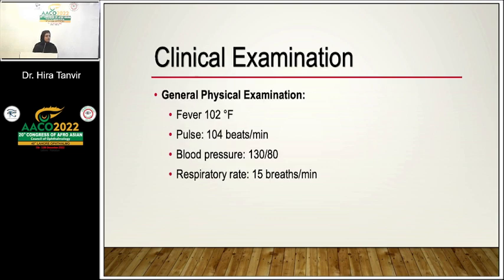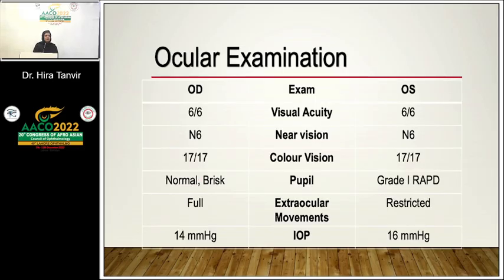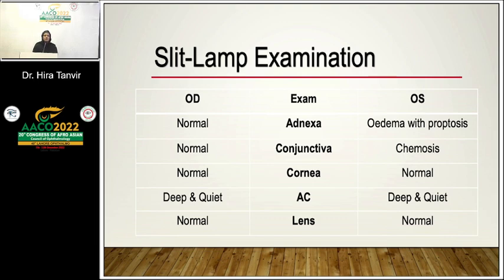The clinical examination showed a normotensive patient with fever and tachycardia. The ocular examination showed the visual acuity of the patient to be 6/6 bilaterally. The near vision was N6 and the color vision on Ishihara testing showed 17/17. The pupil was normal and brisk in the right eye but showed grade 1 relative afferent pupillary defect in the left eye. The extraocular movements were full for the right eye but showed restricted movements with variable diplopia in the left eye. The slit lamp examination for the right eye was unremarkable, while the left eye showed adnexa to be edematous with proptosis and conjunctiva to have chemosis.